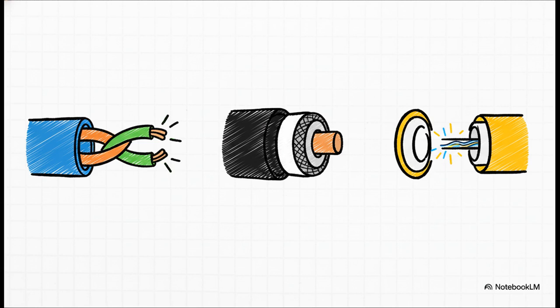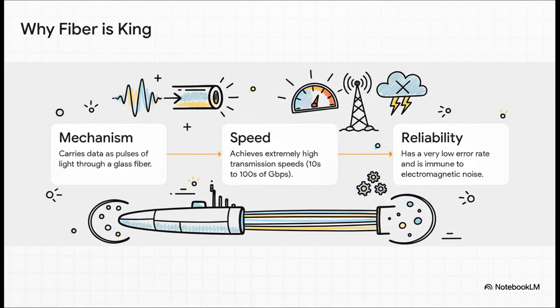But the true superstar, the absolute backbone of the modern internet, is fiber optic cable. It's not sending electricity, it's sending light, and it forms the high-speed core of our entire connected world. So why is fiber king?